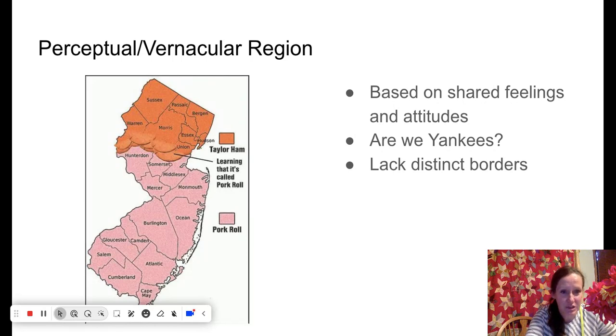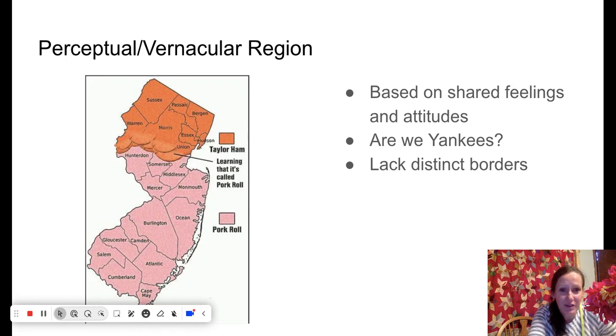Perceptual or vernacular region. So basically, something that people have in common culturally that's unique to the area. And it's based on shared feelings and shared attitudes of this place where they live. So there's this whole debate like, does Central Jersey even exist? Or do people say, like, yeah, I'm from Central Jersey the way people do from South Jersey or North Jersey? Or if you go to the South and people find out you're from New Jersey, they will often refer to you as Yankees. Is that a way that you identify yourself?